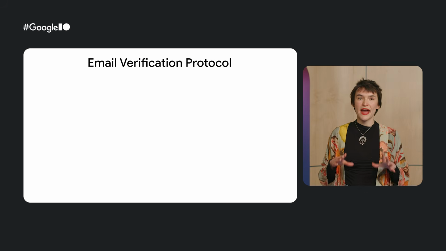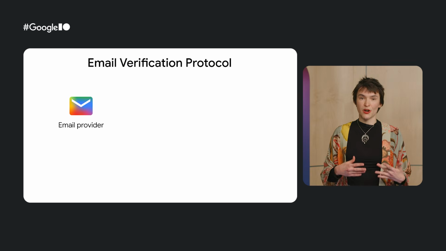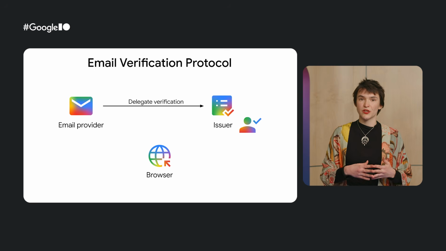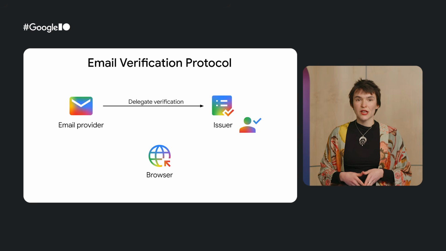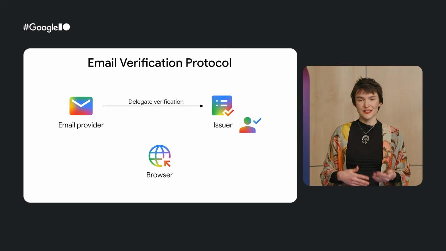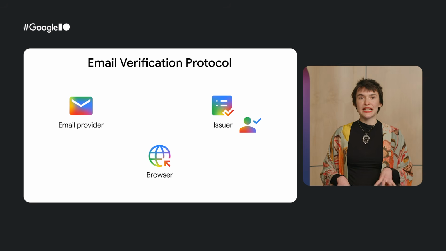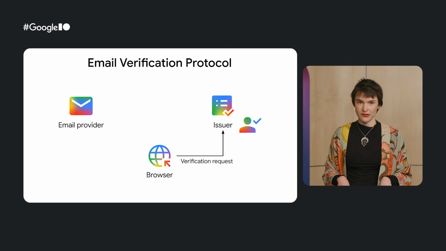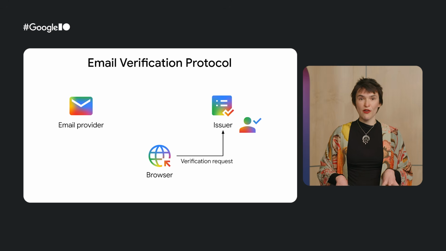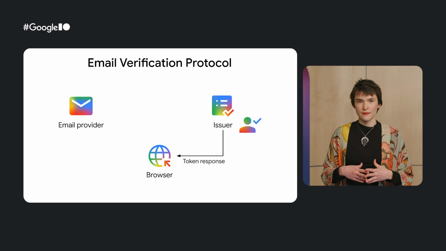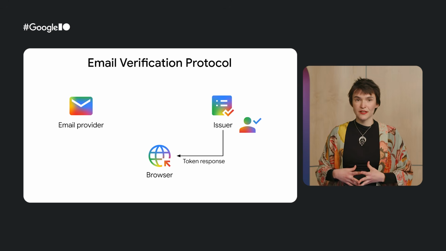It is a three-way handshake between the email provider, the browser, and a specialized issuer. The email provider can opt in to delegate verification authority to an issuer. The issuer holds a first-party authentication cookie that proves that the user is logged in and has control over the email. When the user inputs an email on your application, the browser sends a request to the issuer to verify this email. The issuer checks the authentication cookie, signs a secure digital token, and hands it back to the browser. The browser then passes this token to the application.